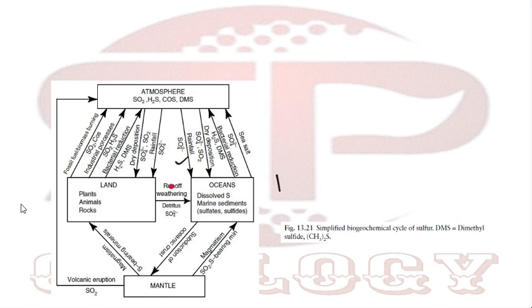As rainfall. Rainfall can bring SO2 in the form of acid rain. Then dry deposition. What is dry deposition? During volcanic eruption, they can deposit as SO4 2 minus or SO2.